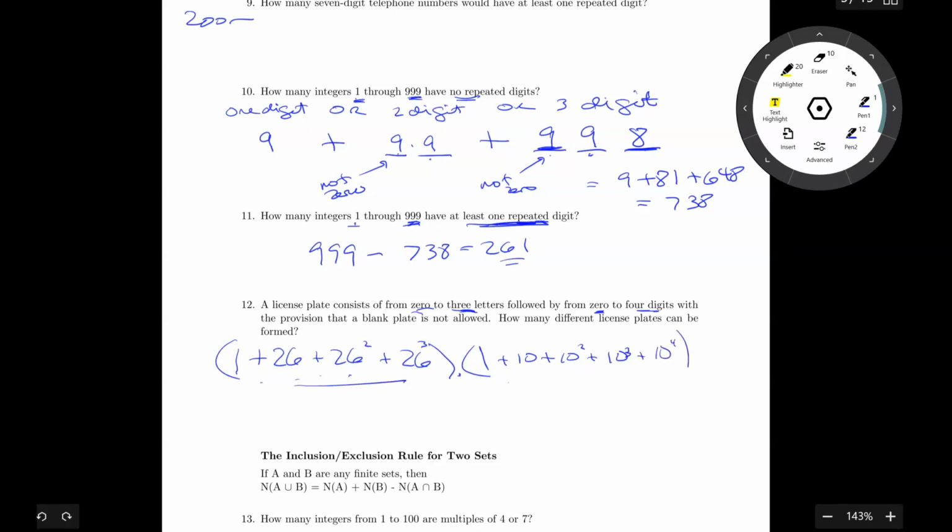So this is letters and digits, okay, but no blank plate is allowed. You would never multiply all this out, but when I would multiply this out, this would include no letter and no digit, so there would be 1 in there that would be the blank plate. So then I have to subtract that 1. A little tricky, huh?